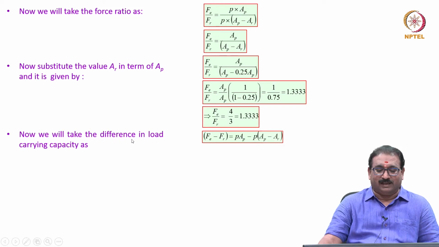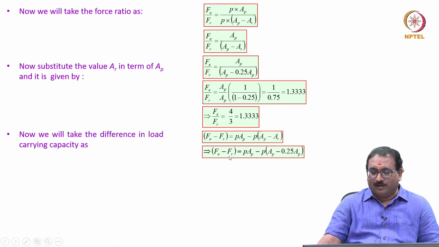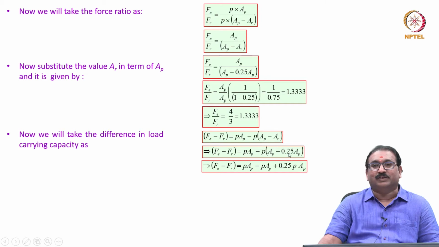Now we will take the difference in load carrying capacity. What is the load carrying? Fe minus Fr. What is the Fe for extension? P into AP. Retraction is P into (AP minus AR). Now what will you do? Fe minus Fr, P into AP, and again I am substituting AR equal to 0.25 AP. Expand this, friends. Then P into AP minus P into AP gets cancelled. Now what do I get? I am getting 0.25 P into AP. 0.25 means what? 1 by 4. So 1 by 4 into P into AP.